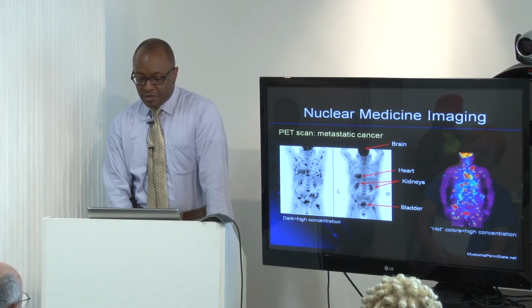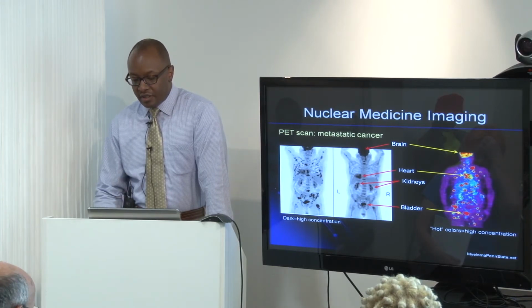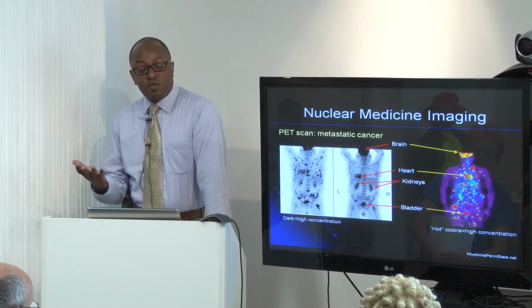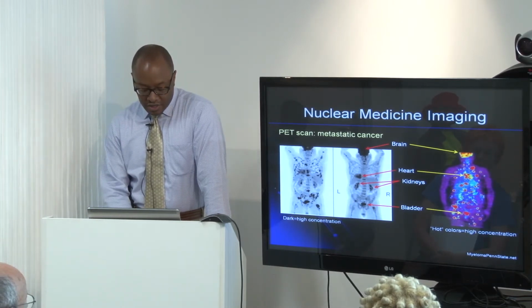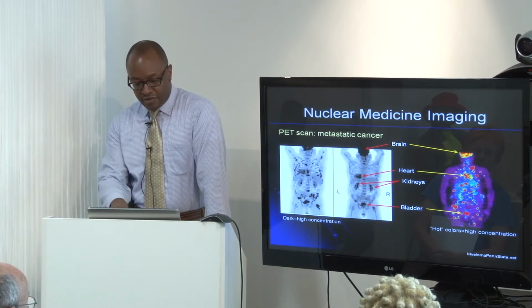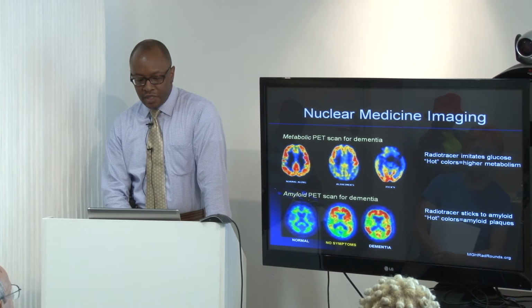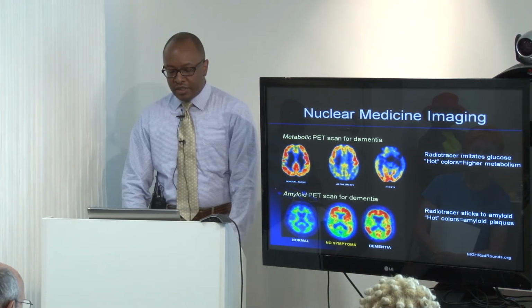And you can do all kinds of things with PET scans. So on the right here, you can do color mapping instead of black and white mapping. And you see essentially the same structures. This is a different individual, but also with a lot of metastatic cancer. Here's how we use it in dementia.